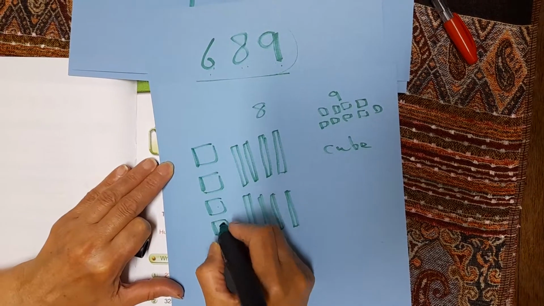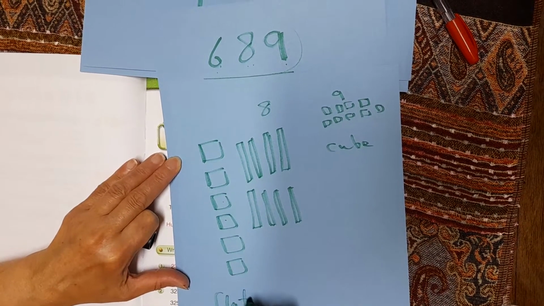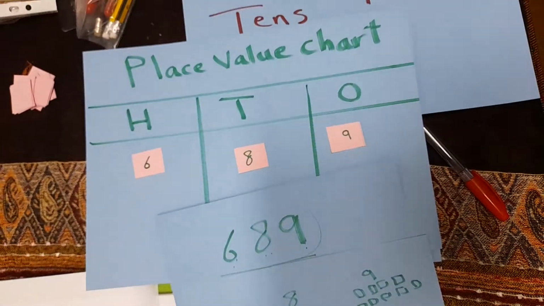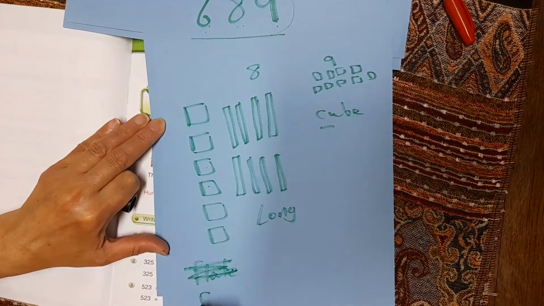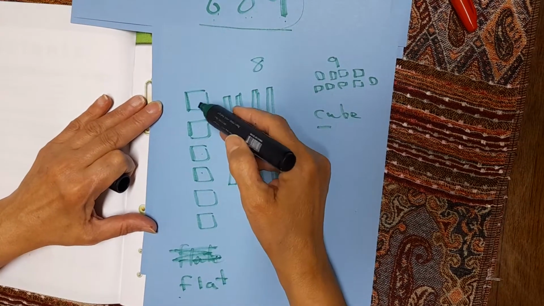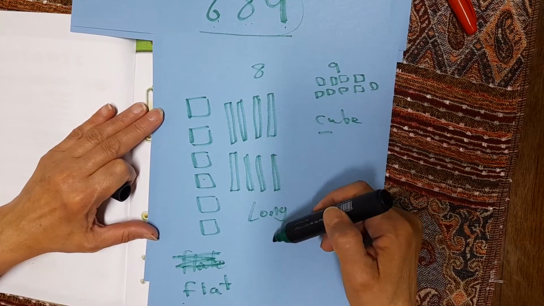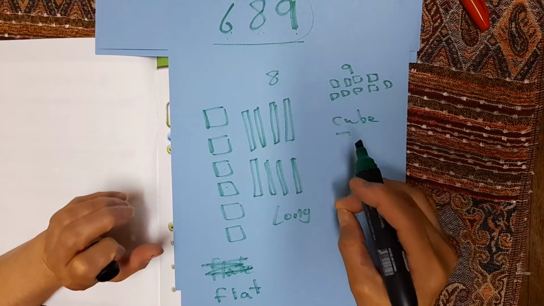This is a flat, okay? This is long, and this is cube. Oh, sorry. Flat. There is no E in it. Sorry. Flat. Okay. I use 6 from the flat, 8 from the long, and 9 from the cube. I use these to represent the number.